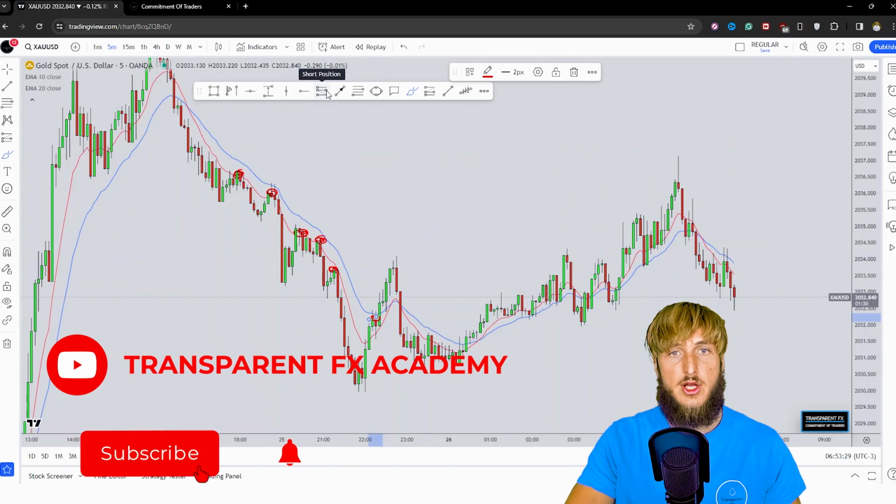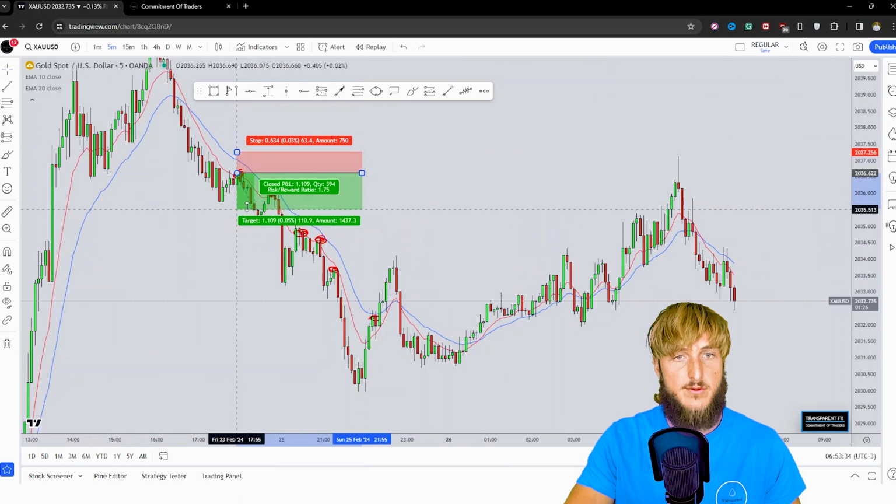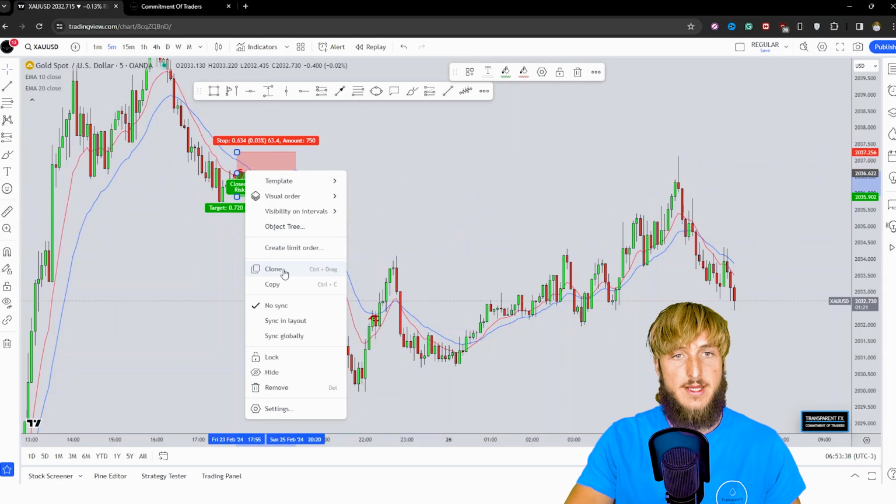So essentially looking just to capitalize, even potentially just on a few pips, a few moves to the downside, just these minor rejections to the downside, right?